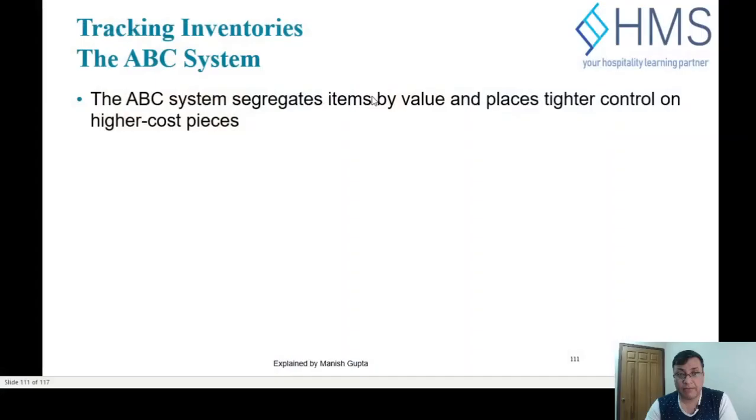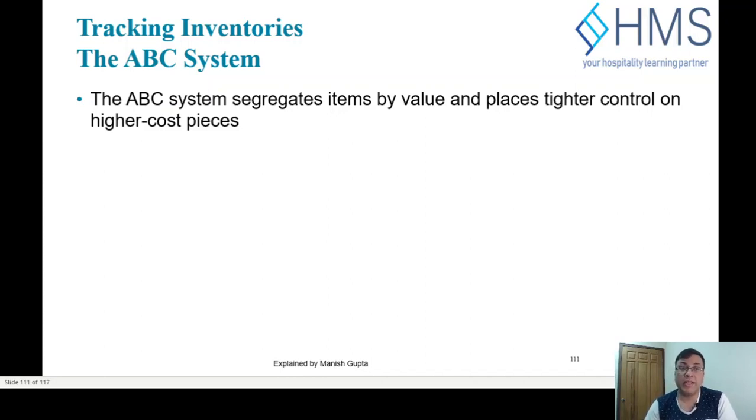Now, in this video, we're going to talk about the tracking system of inventory, which is popularly called the ABC system. This system helps us understand and prioritize what inventory items we need to be monitoring and managing. So let us look at that, and then we will be covering it again in the other section. So the ABC system aggregates the items by value and places tighter control on high cost items.